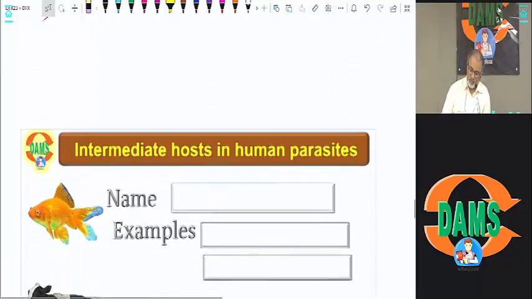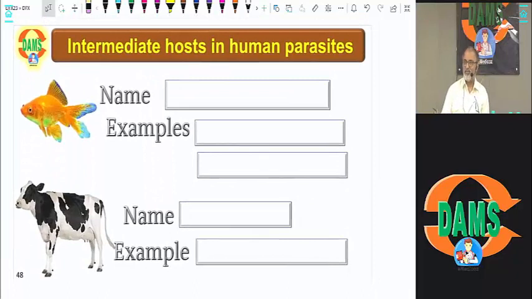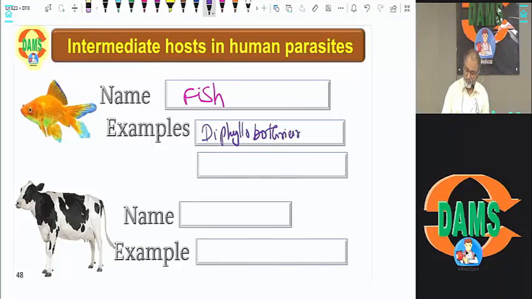Next is fish. Fish is the intermediate host for what? This is called fish. Everybody knows. Fish is the intermediate host for fish tapeworm. What is the fish tapeworm called? Diphyllobothrium latum. Apart from that, fish is the intermediate host in Clonorchis sinensis.